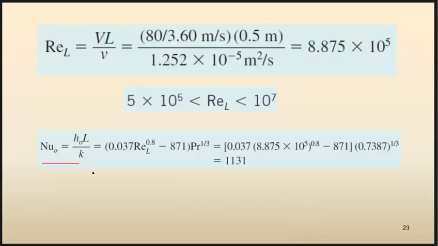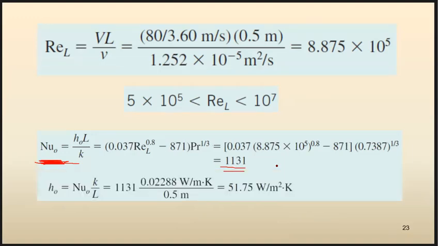And this is going to be our Nusselt number. So Nusselt number at the outer surface, this is the Nusselt number at the outer surface of the windshield. 1131, this is a pretty large number. Now, the convection transfer coefficient at the outer surface, because Nusselt is equal to hL over k, is calculated as this.